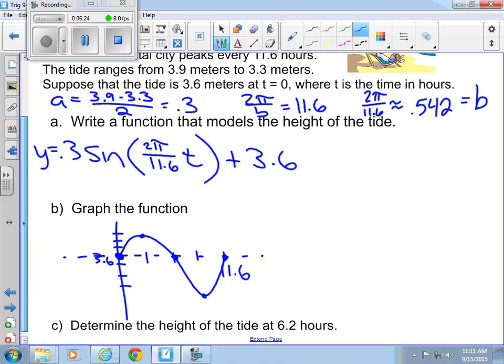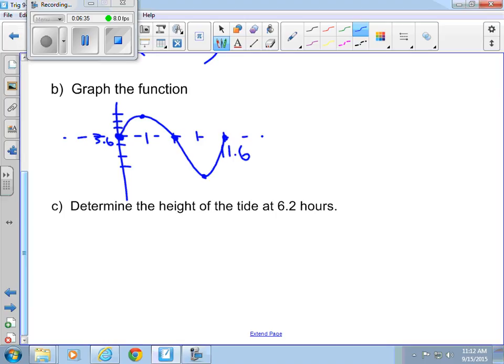Determine the height at 6.2 hours. What would I do? Plug in 6.2 into that function, and what do I get if I plug in 6.2 into that function? Someone with a calculator in radian mode, do that for me. Make sure it's in radian mode.